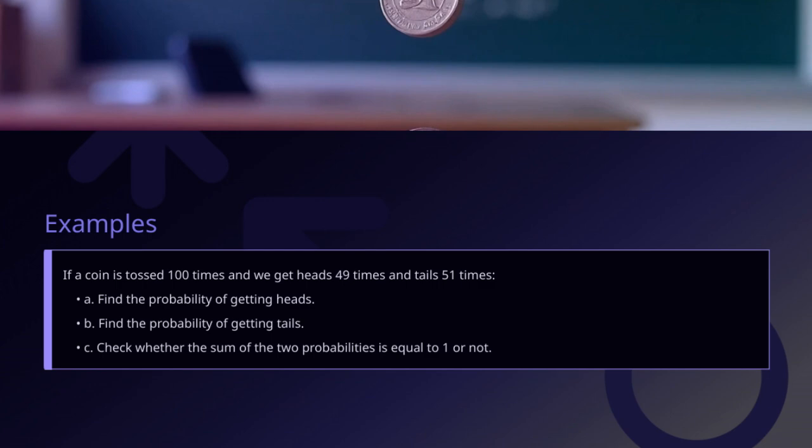This example helps illustrate how empirical data aligns with theoretical probability, reinforcing the idea that probabilities are always between 0 and 1, and that their sum for mutually exclusive outcomes should be exactly 1.